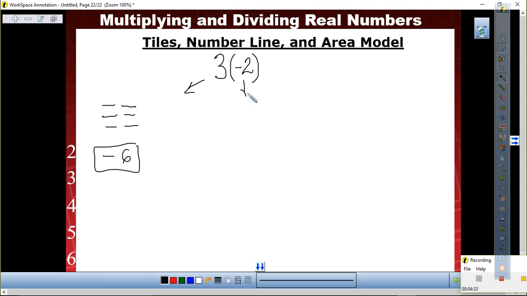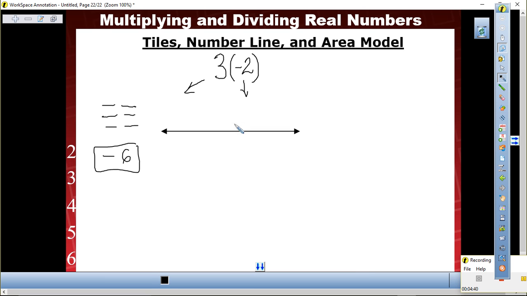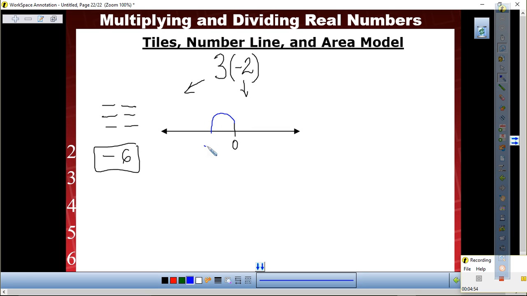The second way, I'm going to use a number line. Draw a number line right here. We're starting from 0. And once again, we start with the factor, which is inside the parenthesis. What factor is inside? Negative 2. So the very first jump from 0 is to negative 2. Did I go negative 1, negative 2? No. It's a straight jump to negative 2. How many times am I going to do that jump? 3 times, because the leading factor tells me that. So that's 1, that's 2, and that is 3.